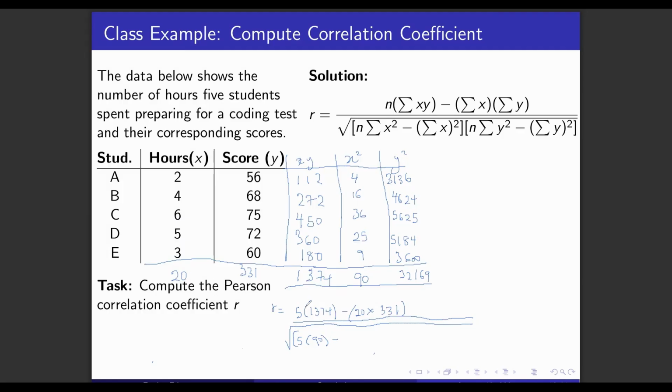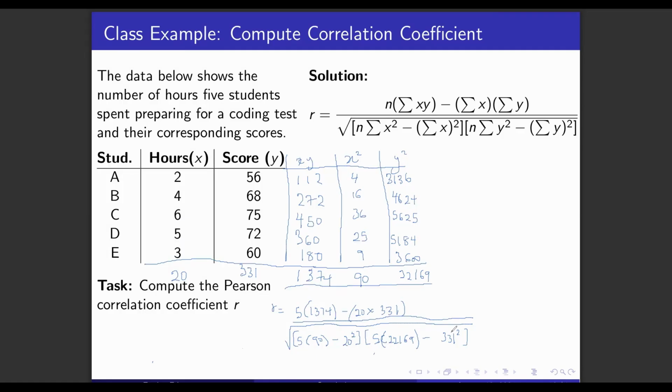So summation of X is 20 here. Then I will square it and then bring my big bracket, open another big bracket. We have N, which is 5, times summation of Y squared, which is 22169, minus summation of Y all squared, which is 331 squared. Close the bracket. So given this, the next step is to key in the values in the calculator to find the final answer.